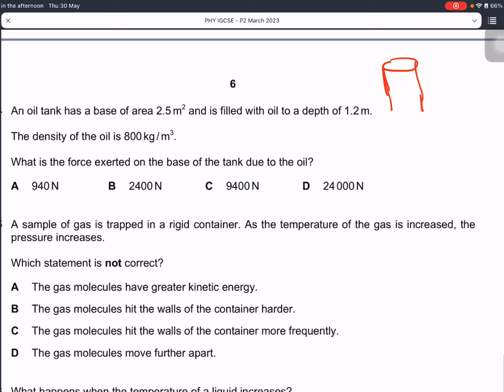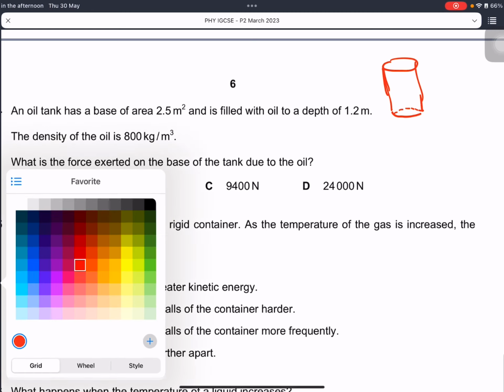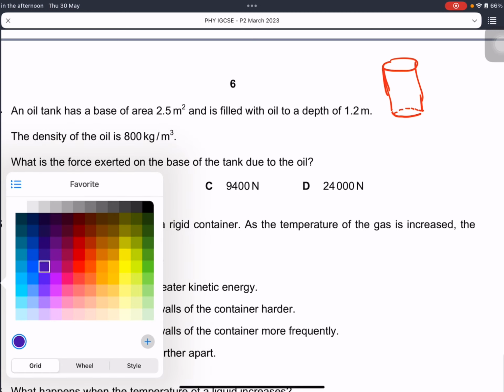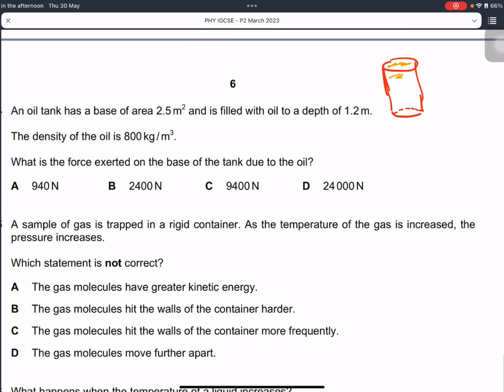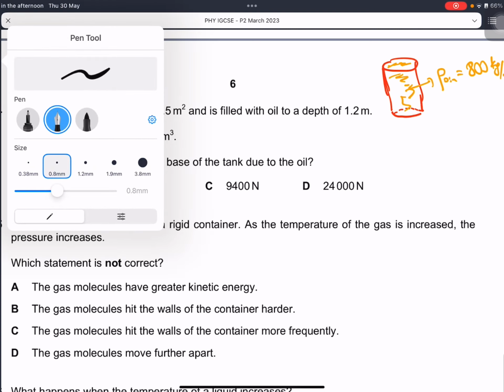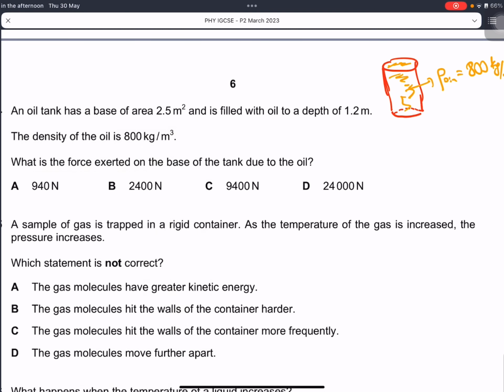So this is going to be the base. We have oil, let's say, maybe in a different color, this color. It is filled with the oil here. Density of the oil is given to be 800 kilogram per meter cube. Due to this oil, how much force is being exerted here on the base?